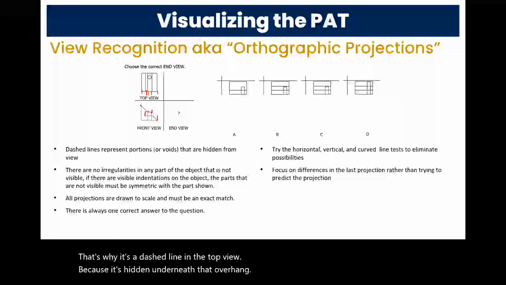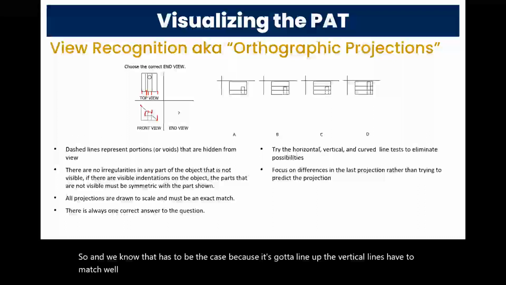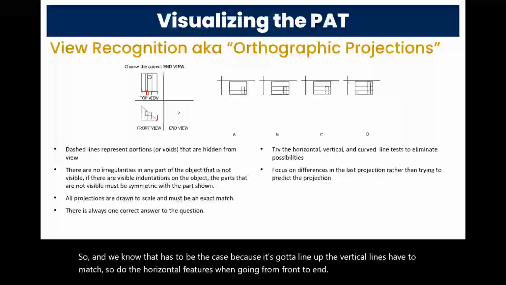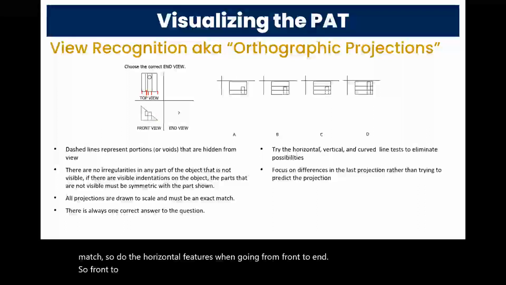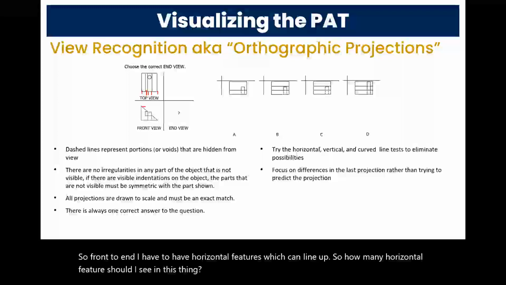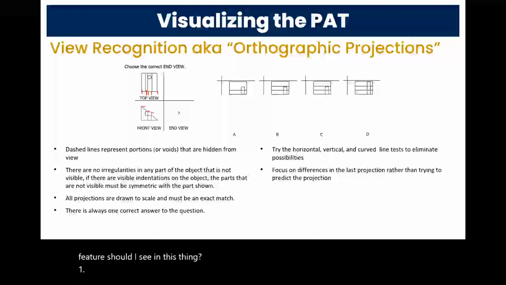So, and we know that has to be the case because it's got to line up. The vertical lines have to match. Well, so do the horizontal features when going from front to end. So front to end, I have to have horizontal features which can line up. So how many horizontal features should I see in this thing? 1, 2, it looks like those are at a different level. 3, 4, 5.